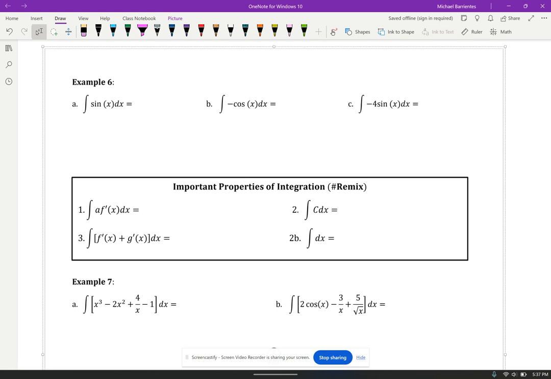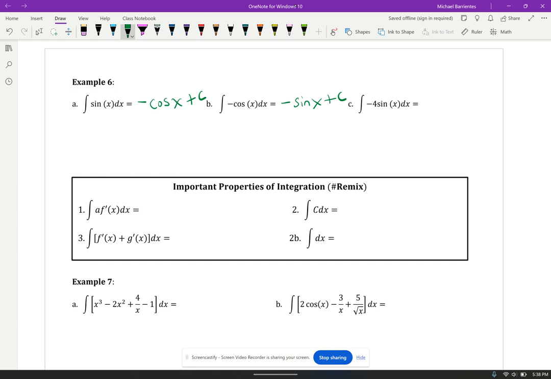Let's see. So, antiderivative rules. If we know the regular derivative rules, we just work in reverse, right? So I'm looking for the function whose derivative will give me the sine of x. Well, we said the antiderivative of sine x is negative cosine x. Why? Because the derivative of cosine x is usually negative sine, but I'm looking for the antiderivative of positive sine, so therefore that's negative cosine x. The antiderivative of negative cosine x is negative sine, and don't forget plus c.